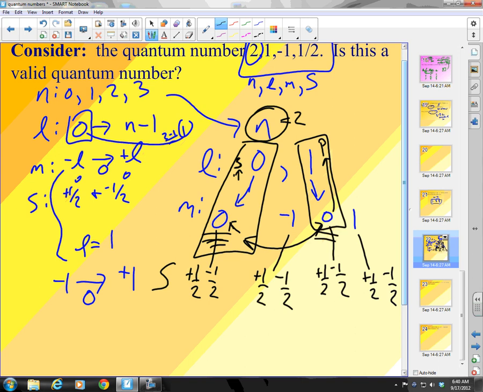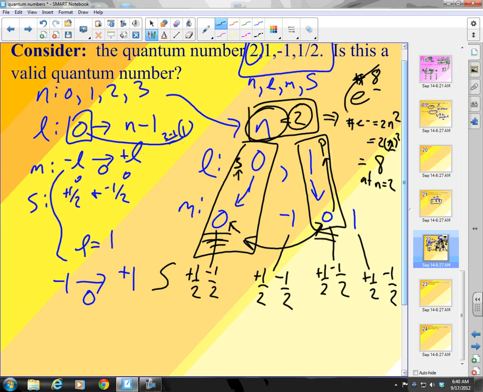Quantum numbers tell us about electrons, right? n tells me the number of electrons I could have. Remember that? We said the number of electrons equals 2n squared, right? So I have n equals 2, so 2n squared, 2 squared, 4, 8. That means I have 8 electrons at the n equals 2 level. That means I should have 8 quantum numbers describing each of those electrons. Do I? Yes, I do.